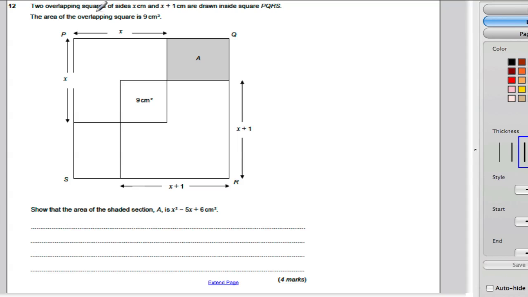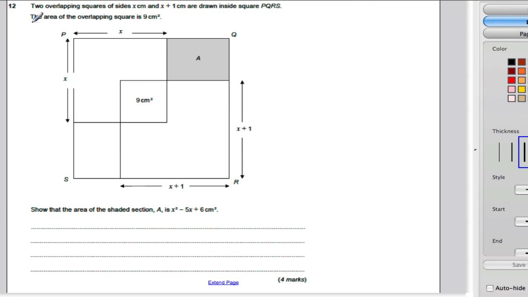Question 12. Two overlapping squares of side x and x plus 1 are drawn inside square PQRS, and we've got the square x by x and the square x plus 1 by x plus 1. Show that the area of the shaded section A is x squared minus 5x plus 6. Okay, well, firstly, let's discuss what the area of the whole shape needs to be.